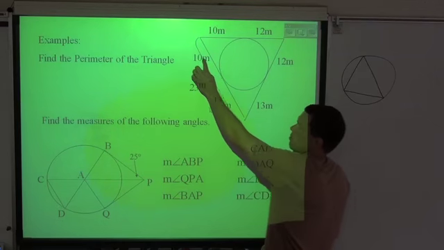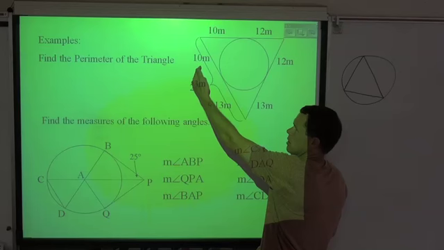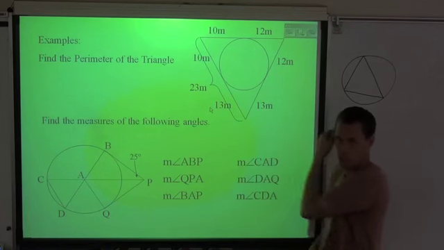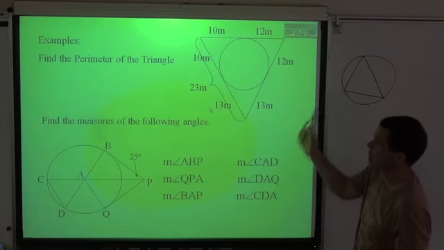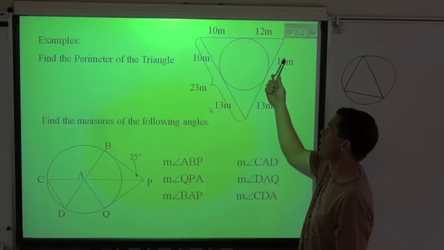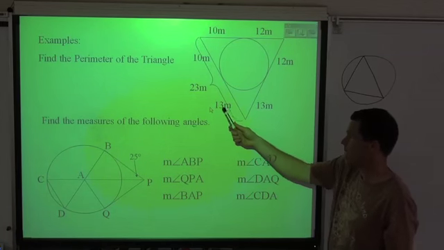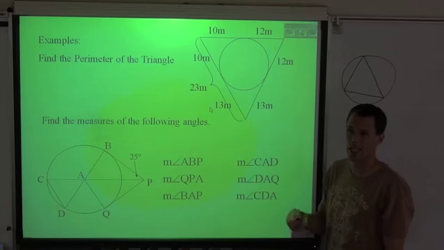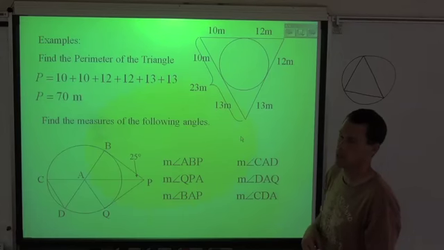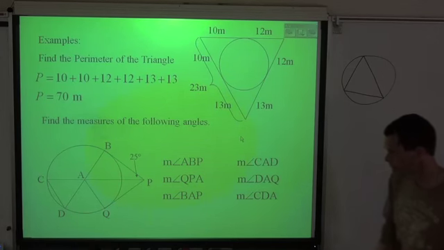Now, if I know that this part is 10 and the whole thing is 23, I can take 23 and subtract 10, I get 13 here. And if I have 13 here, I can put 13 over here. So now here are all the parts. I've got two 10s, so that's 20. Two 12s, that's another 24, so I'm at 44. And two 13s, which is 26. Okay, so I can add all those together and end up with 70 meters as the perimeter.